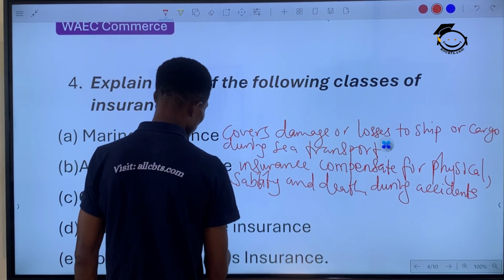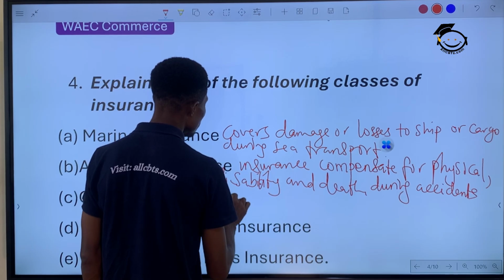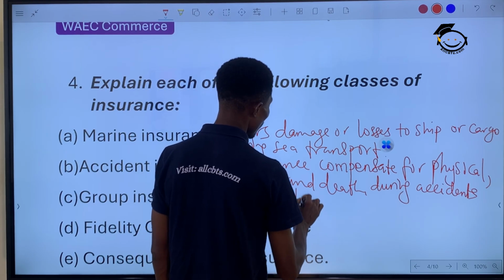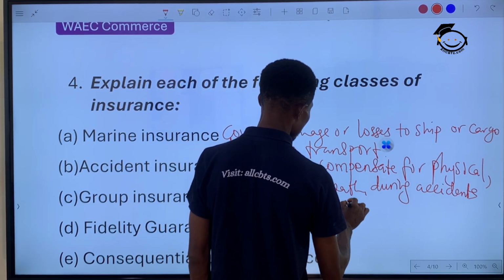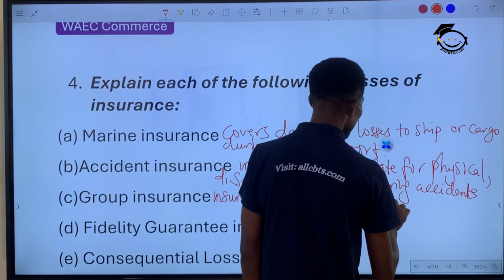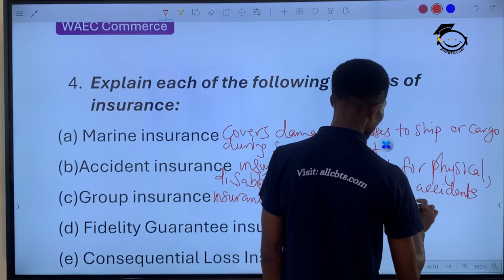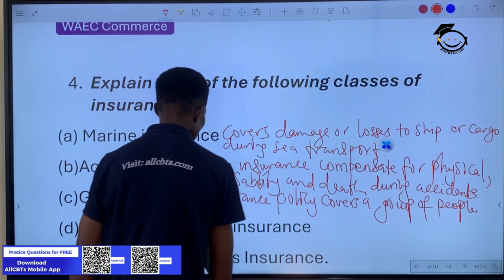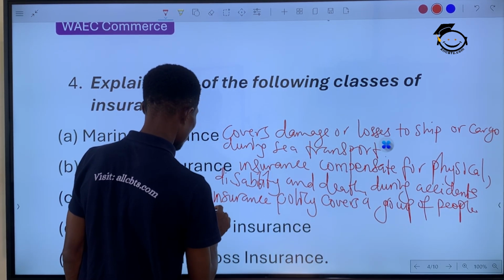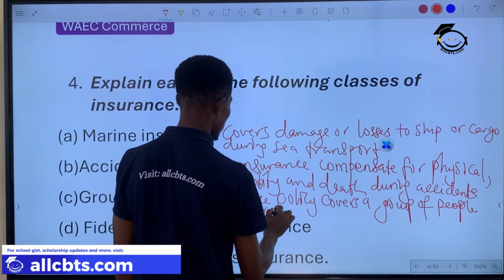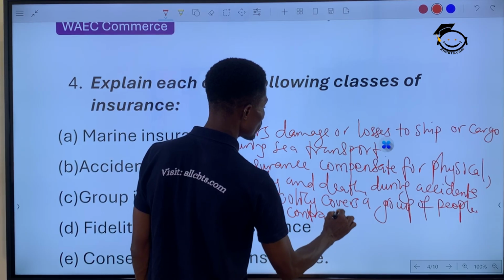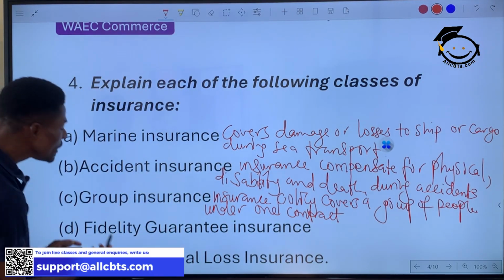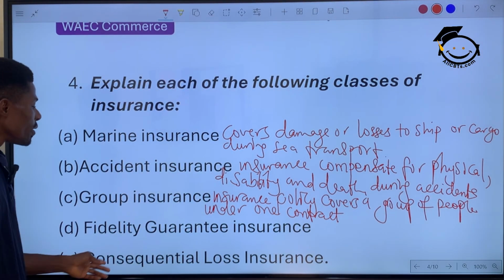Group insurance policy covers a group of people under one contract. That's what it does. Now, fidelity guarantee insurance, what does this do? Look at the word here, fidelity. That talks about integrity, honesty. So what does this do?